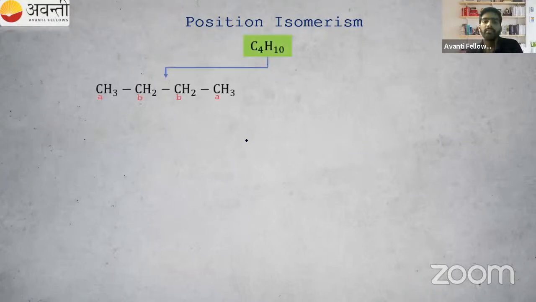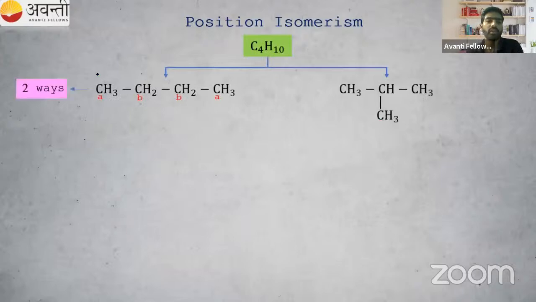Now moving on to the next, C4H10. Suppose we show this in these directions. CH3 is A, then CH2 is B, then again CH2, the same, it is repeating, B, then again A. So there are two ways. If we come from this direction, A, B, B, A, and if we go from the other direction, we get the same, A, B, B, A.